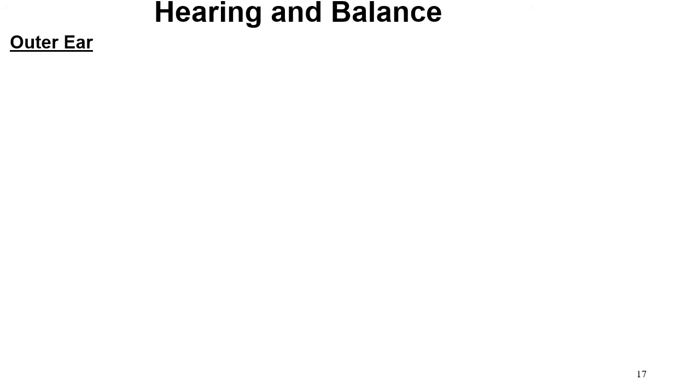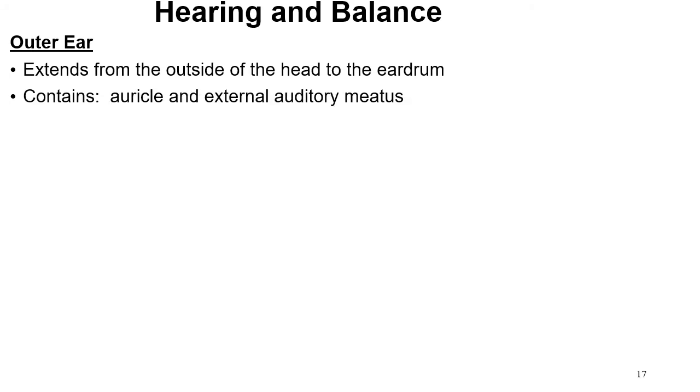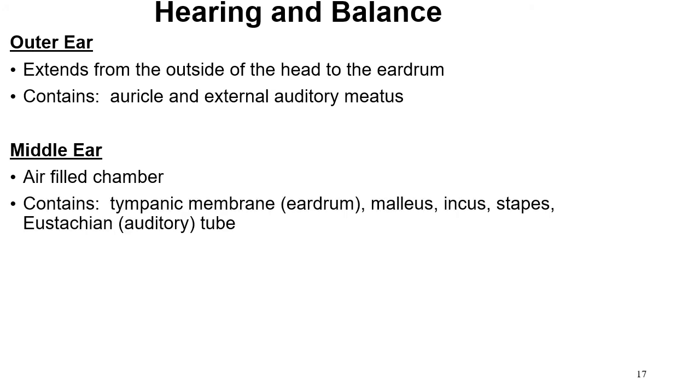The outer ear. Just like with the eye, we have 3 sections of the ear. We have the outer ear, which extends from the outside of the head to the eardrum. It contains the auricle and something called the external auditory meatus. We have the middle ear, which is an air-filled chamber. It contains the tympanic membrane or the eardrum, the malleus, incus, and stapes, which are the smallest bones in your ear and your body, and the eustachian or auditory tube.